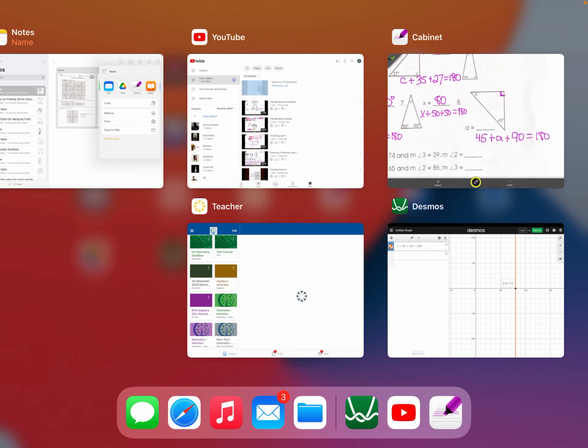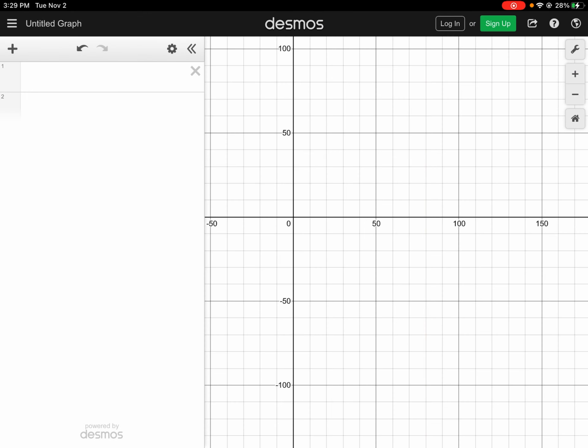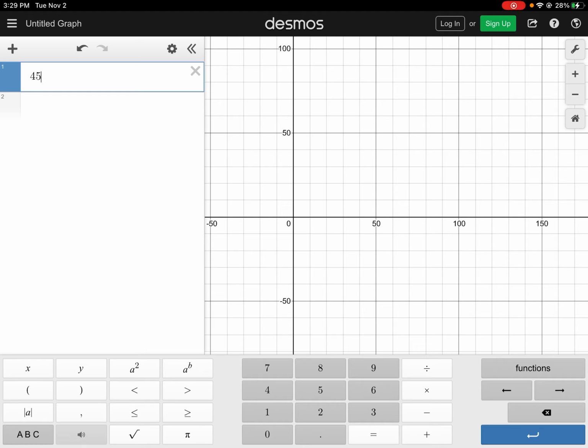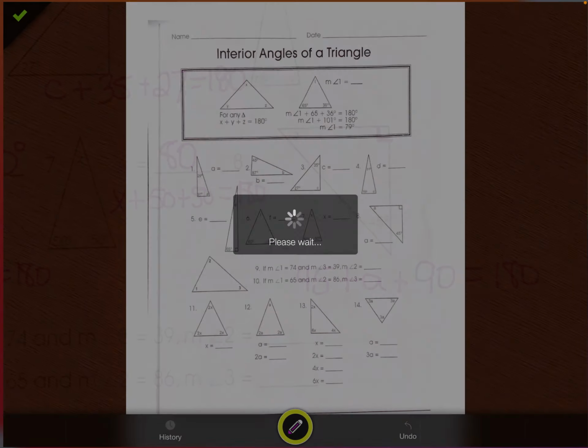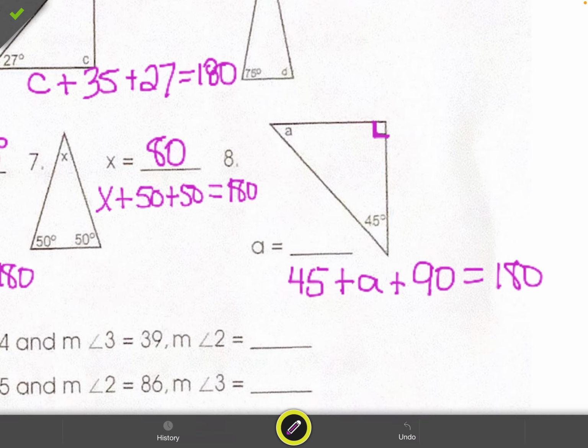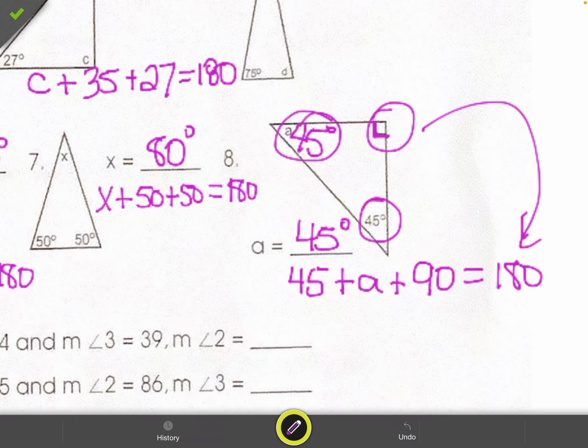So you'd go over to Desmos. Let's just take that out. So we started with the number. So 45 plus, you do have to use X, plus the other angle was 90, equals 180. Tap it, 45. So again, make sure you understand what you just figured out. And it is degrees. Oh, I forgot my degrees on number 7. What you just figured out is this angle is 45 degrees. And 45 plus 90 gives you your 180.